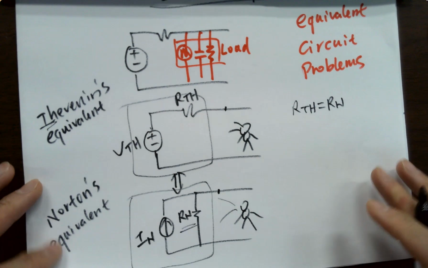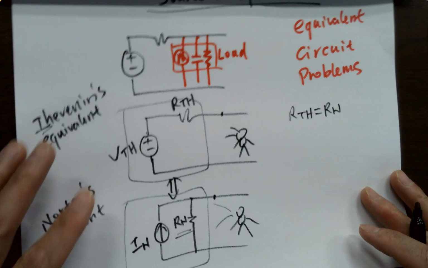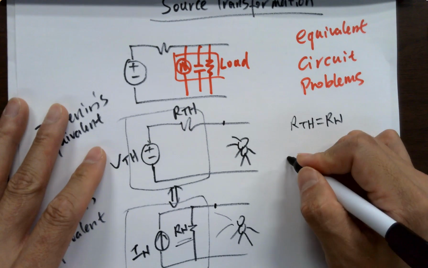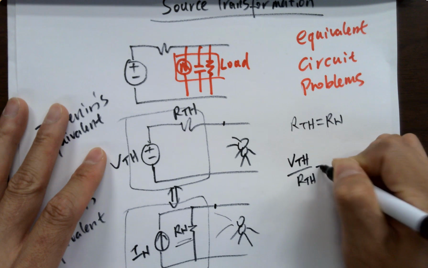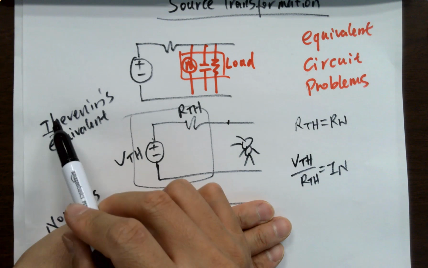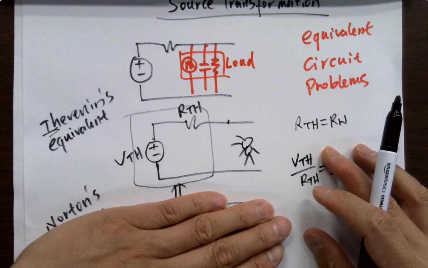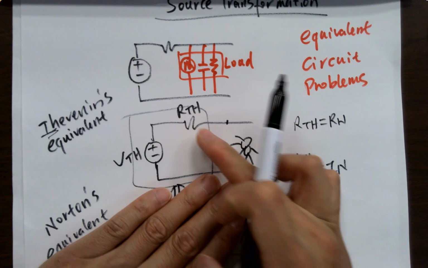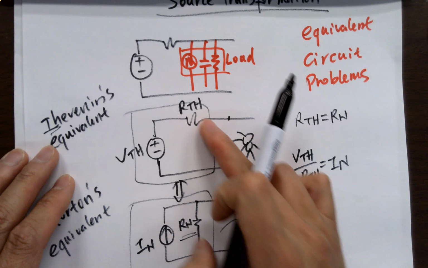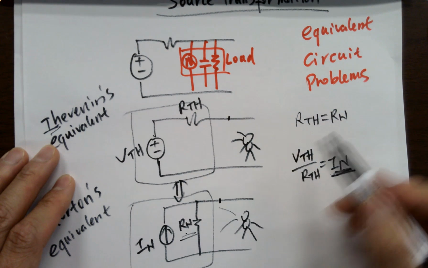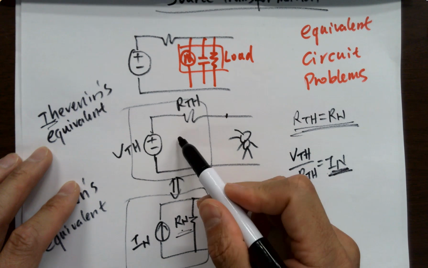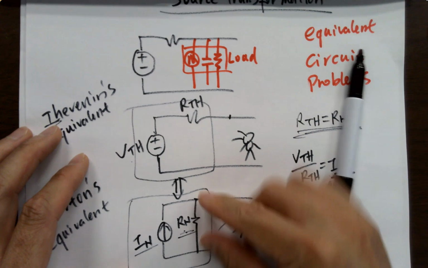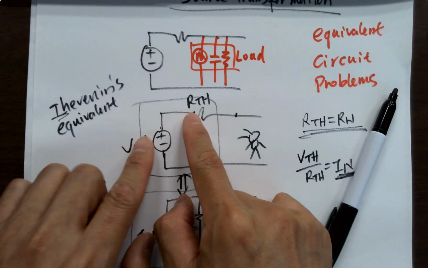So now let's learn how to. Another thing we have to know. For source transformation, VTH over RTH equals IN. So if you've got the equivalent circuit in the Thevenin's equivalent format, you can easily find Norton's equivalent by doing this. VTH over RTH, if you've got this, you can convert it into this by using VTH divided by RTH. You got this, and the resistor is not changing. Same thing, if you convert it back, you just use this current times the resistor. Ohm's law, very simple. You get a VTH, and rotate this resistor to the top and put it in series with the voltage source, like this.